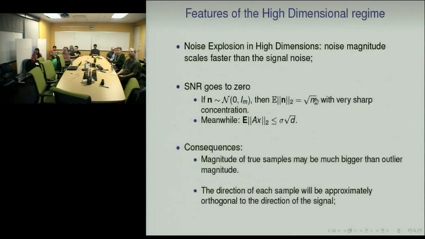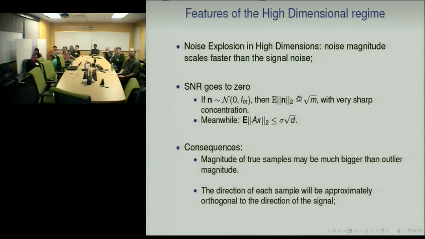So this is where things get tricky. The first thing that gets tricky is the noise explosion. In high dimension, the noise magnitude scales faster. The noise magnitude scales linearly with the dimension. In particular, the SNR, the signal-to-noise ratio, goes to 0. And this is the first really annoying thing about the setup.